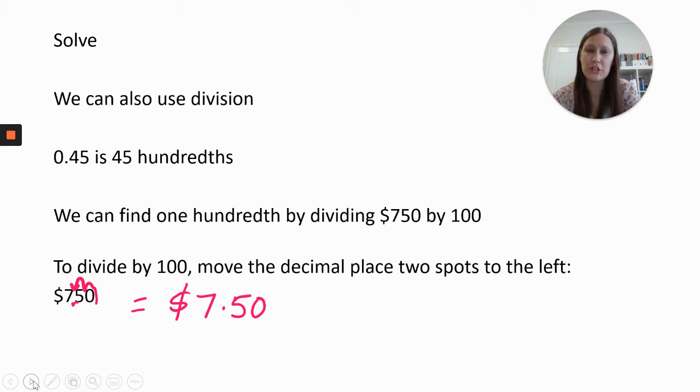We can also use division when we're working with decimals, because as I said before, 0.45 is 45 hundredths. So what we can do is divide the number to find 100th. We can divide it by 100. When we do a division by 100, because it's a multiple of 10, it's quite easy. We just move the decimal place a certain number of zeros. So 100 has 2 zeros in it, so I'm going to move my decimal place 2 spots to the left, assuming that the decimal place here is at the end of the number because I haven't had to use it yet. 1, 2 to the left. $7.50 is 100th of $750.